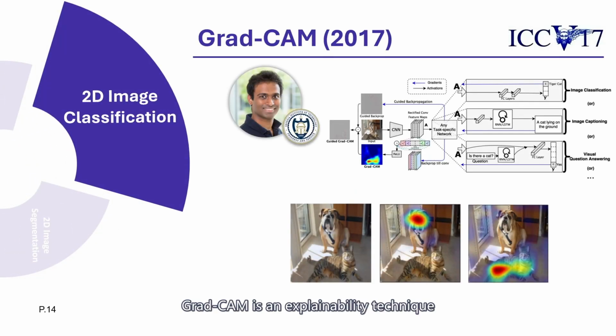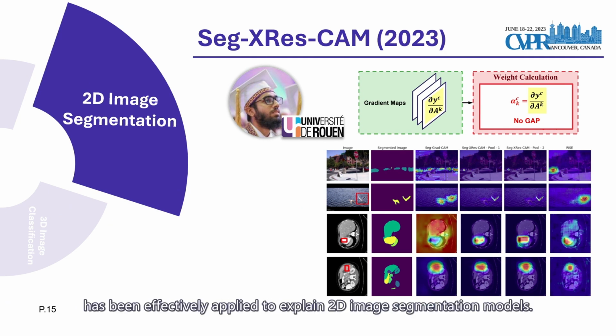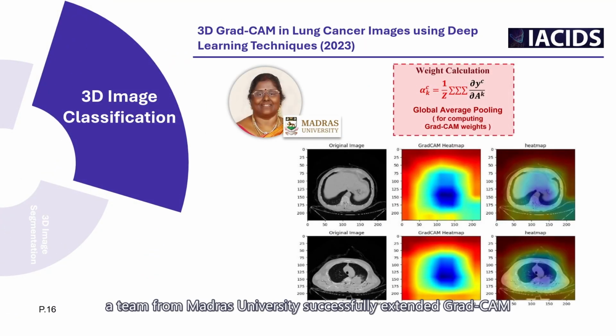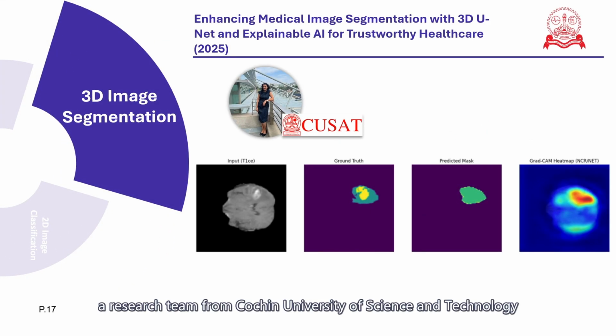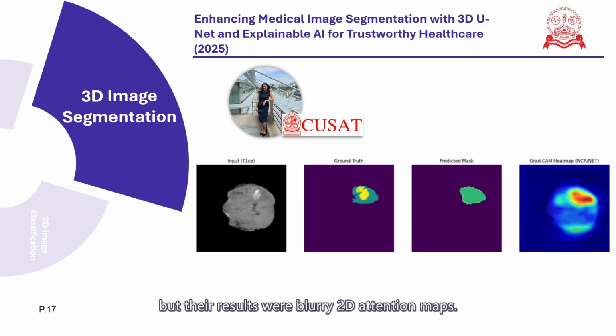Grad-CAM is an explainability technique suited for interpreting 2D image classification models. The SegXResCAM method proposed in 2023 has been effectively applied to explain 2D image segmentation models. In 2023, a team from Madras University successfully extended Grad-CAM to 3D image classification tasks, applying it to lung cancer CT classification. In 2025, a research team from Cochin University of Science and Technology applied Grad-CAM to the 3D UNET model for 3D image segmentation, but their results were blurry 2D attention maps.